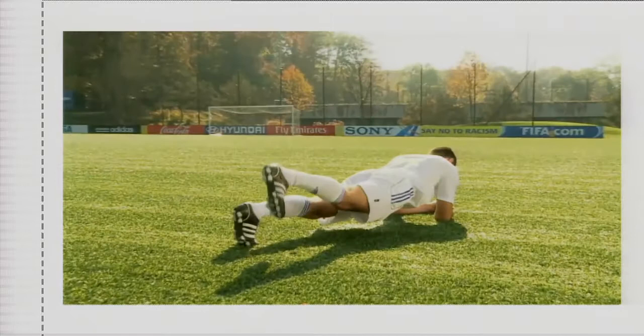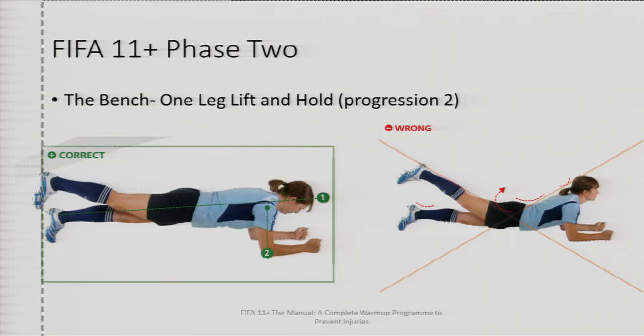So the progression from that is the same exact exercise, but instead of alternating quickly, you're performing about a 10-second isometric contraction. So instead of holding or extending the hip for 2 to 3 seconds, you extend the hip, you have the athlete hold for 10 seconds, go back down, other leg 10 seconds, back down.